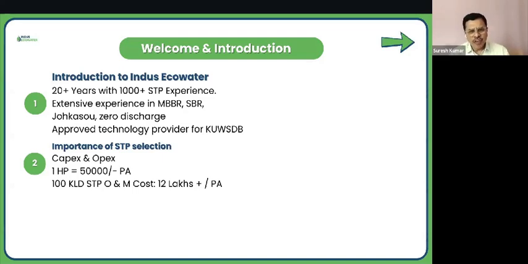If the STP could be costing 1 lakh more initially also, in 6 months time, you are getting back your additional investment, right? Looking at this way, a 100 KLD STP operation and maintenance cost would be a minimum of 12 lakhs per annum. So when the client is buying an STP, please explain to them.